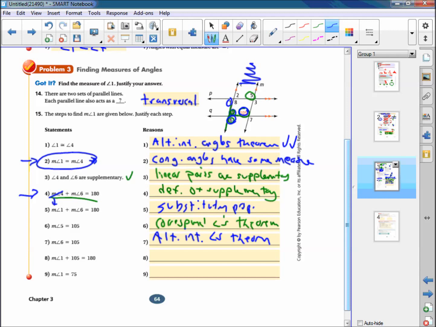Okay, and then we have the measure of angle 1 plus the 105 is equal to 180. So we're going to take this statement that we had for 5, 1 plus 6 is 180, and then we're going to substitute into that statement 7 and replace 6 with 105. So this is our substitution property again. Okay, and then lastly, we just subtract 105 from both sides. So this is the subtraction property of equality.